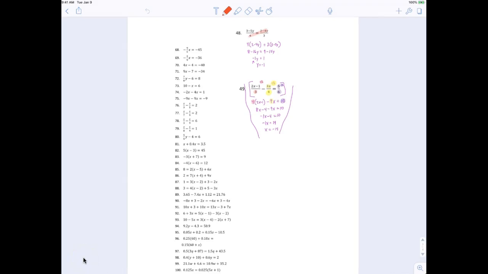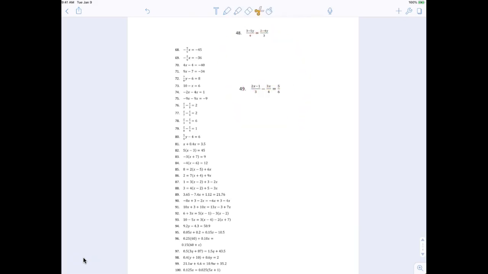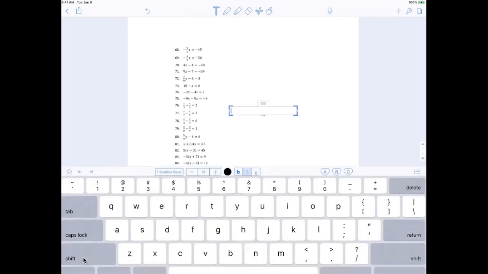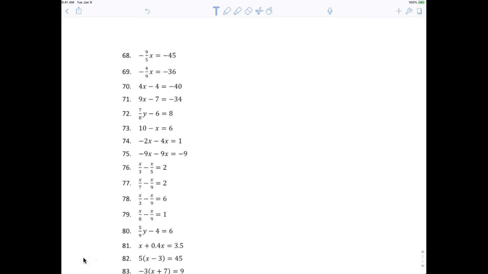On question number 68, is that correct? All right, so here we go. Say it again. Linear equation. Solving linear equation. It's the one that we've been working on.